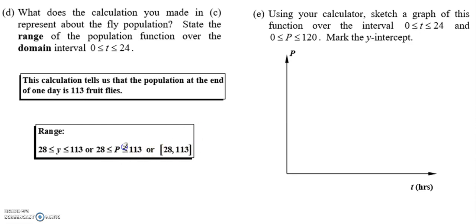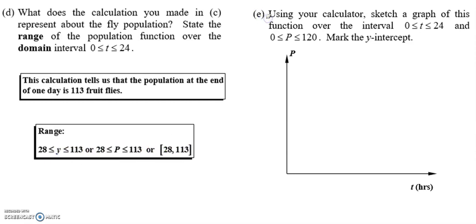What you should have done is put in 0. We know it started at 28. And when we put in 24, it went to 113. So that's our range there, or you could have written it like this also. And then you could put P for population. So there's several different ways you could write that.